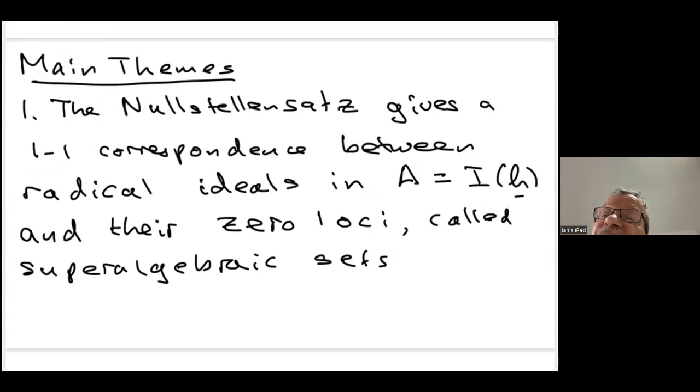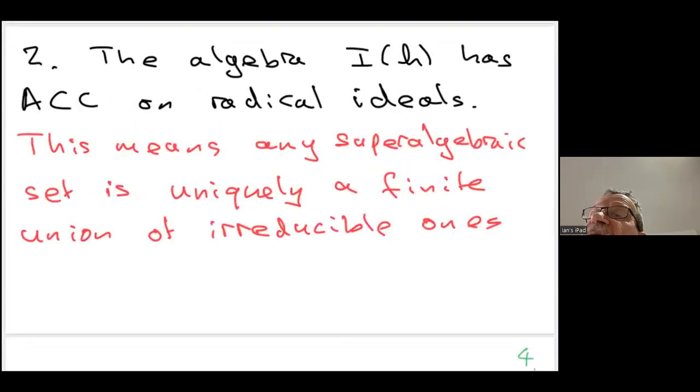And the main themes are, first of all, the Nullstellensatz-type Ansatz, which gives you a one-to-one correspondence between radical ideals in A and their zero sets in H*, and I call these zero sets super algebraic sets. And secondly, the algebra I(H) has the ascending chain condition on radical ideals. This means that any super algebraic set is uniquely a finite union of irreducible ones.